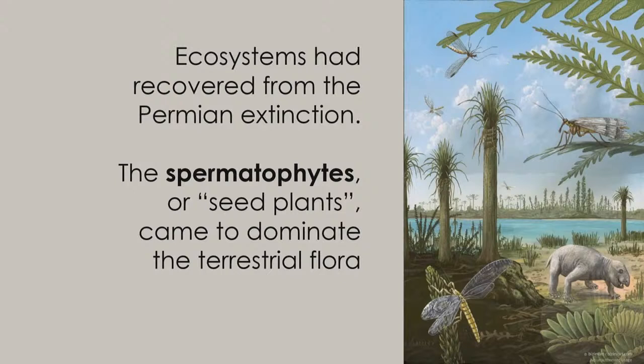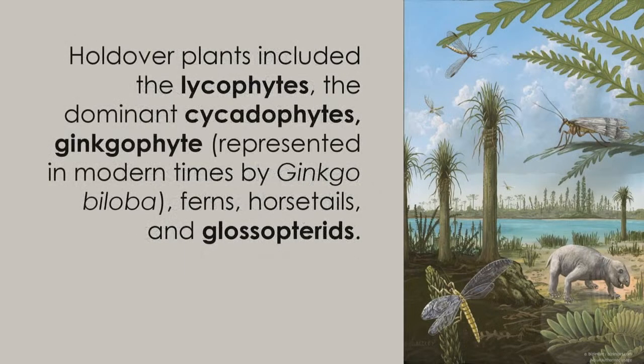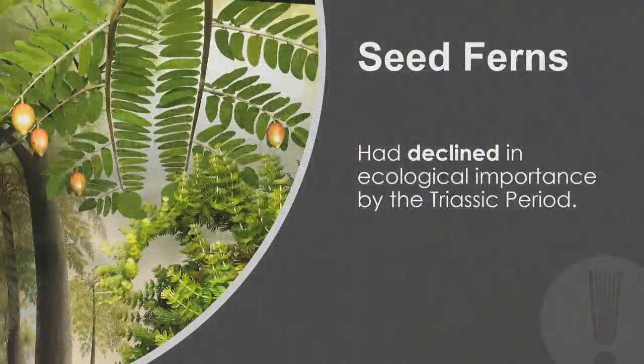Ecosystems had recovered from the Permian extinction. The spermatophytes or seed plants came to dominate the terrestrial flora. So these sporophytes are starting to take a back seat, a little less dominant role in the plant world. Holdover plants from the previous time period, Paleozoic era, include the Lycophytes, the dominant Cycadophytes, or those cycads, and the ginkgos, ferns, horsetails, and some of the glossopterids. Seed ferns had declined in ecological importance by the Triassic period.